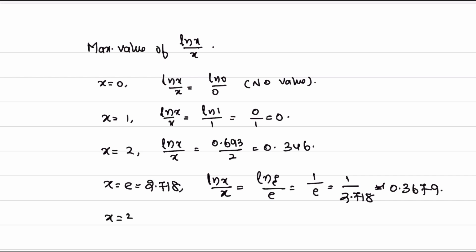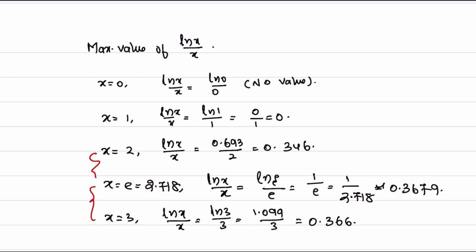And let us say x is equal to 3. ln x by x is equal to ln 3 by 3, that is equal to 1.099 divided by 3. What is the value of 1.099 by 3? 0.366. You just see, it is 0.3679. Please observe here. It is 0.3679. Here it is 0.346. It increased. Here the value decreased.